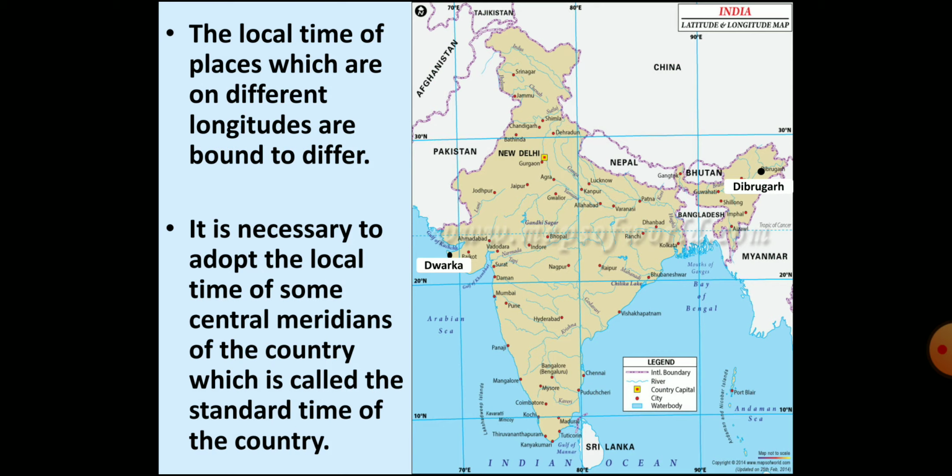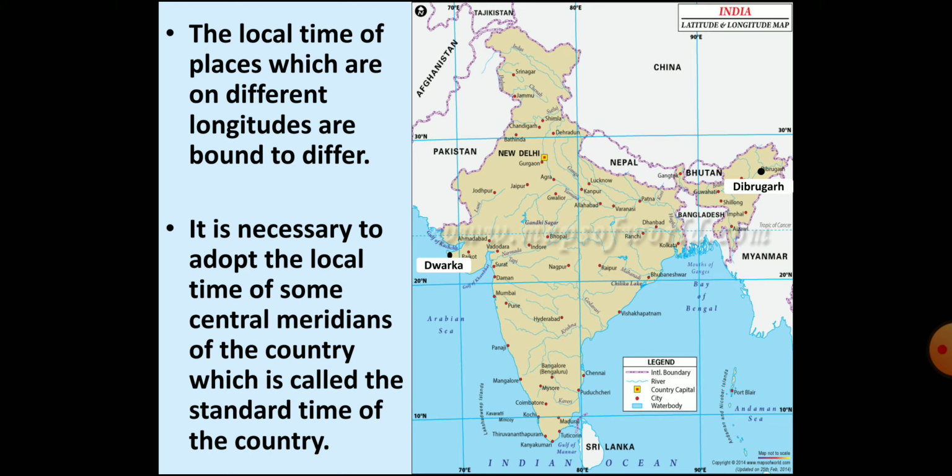Now let's understand why we have standard time. So the first question which comes to our mind is, what is standard time? Children, standard time is the local time in a country. It is taken as the time of the central meridian of that country. Now the question is, why does a country require a standard time? See children, the local time of a place depends on the meridian that passes through that place. Thus, different places which are on different meridians or longitudes will have different local times.